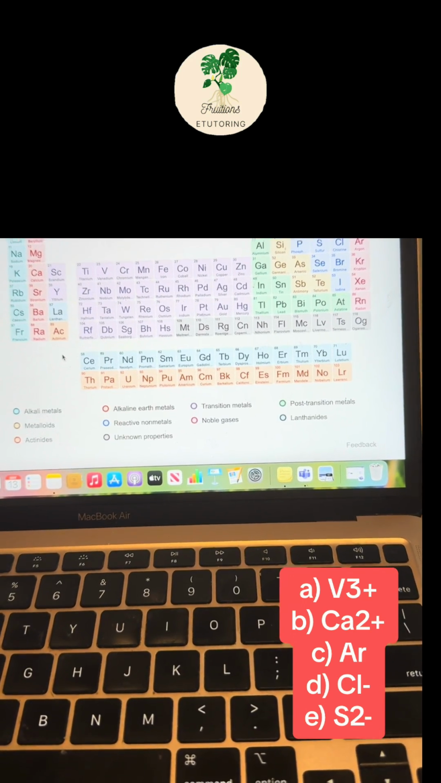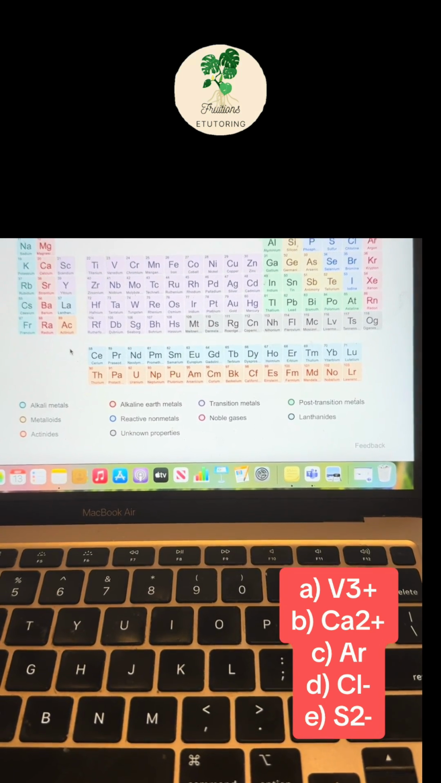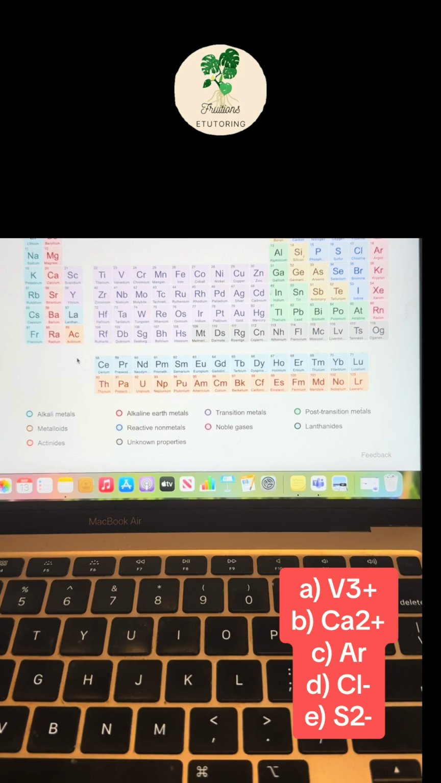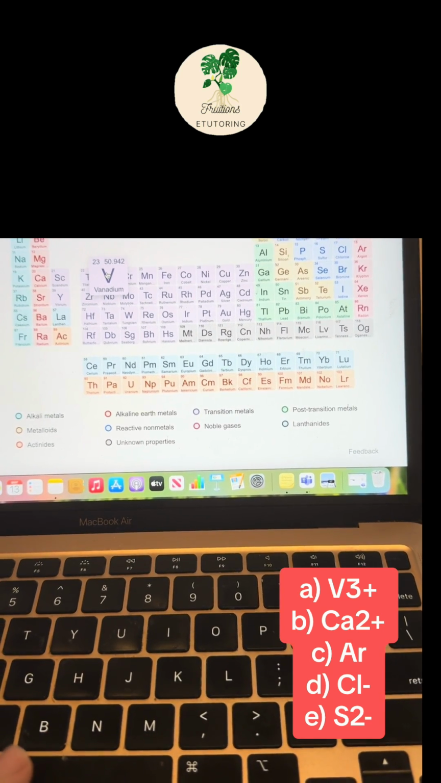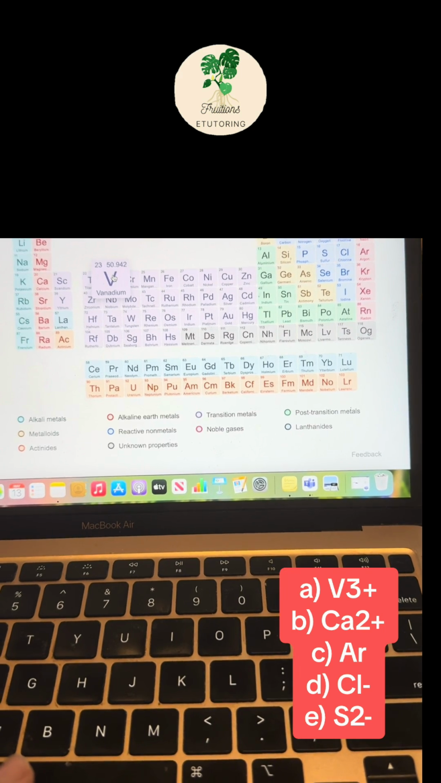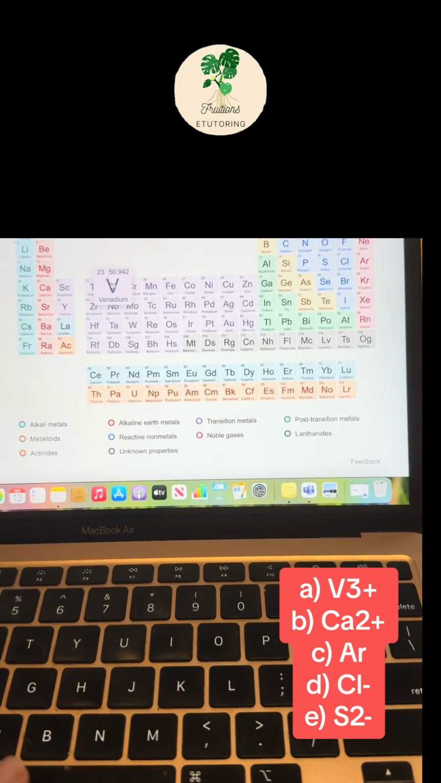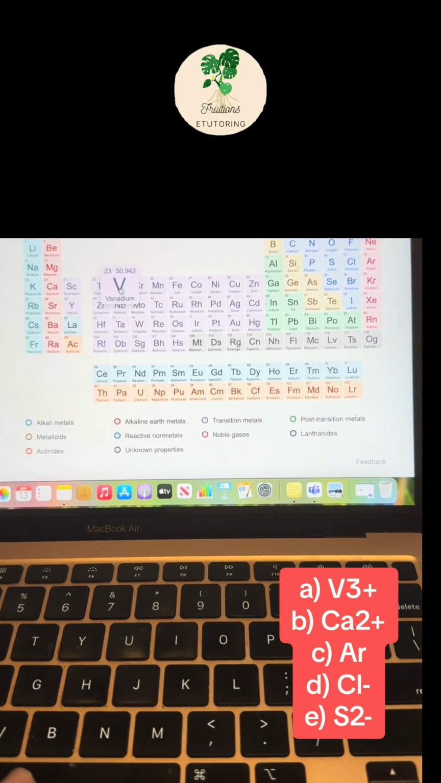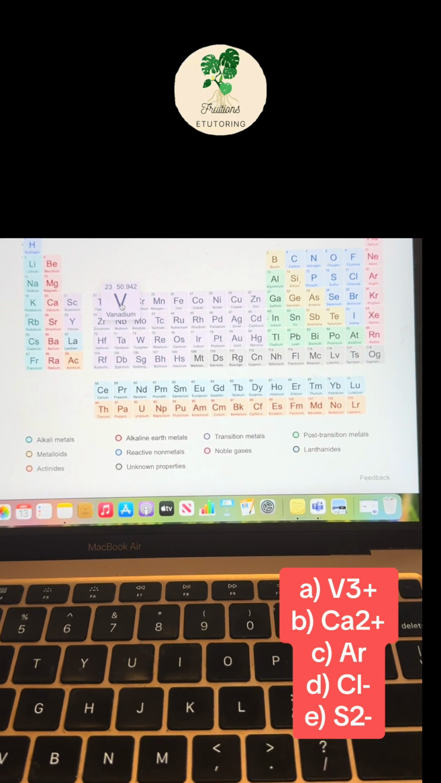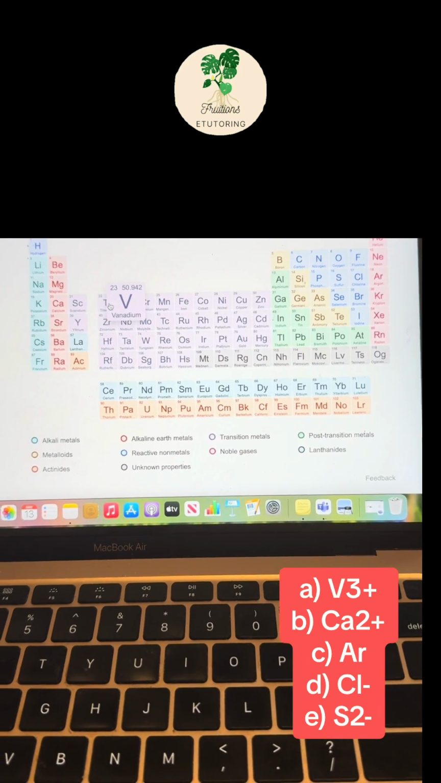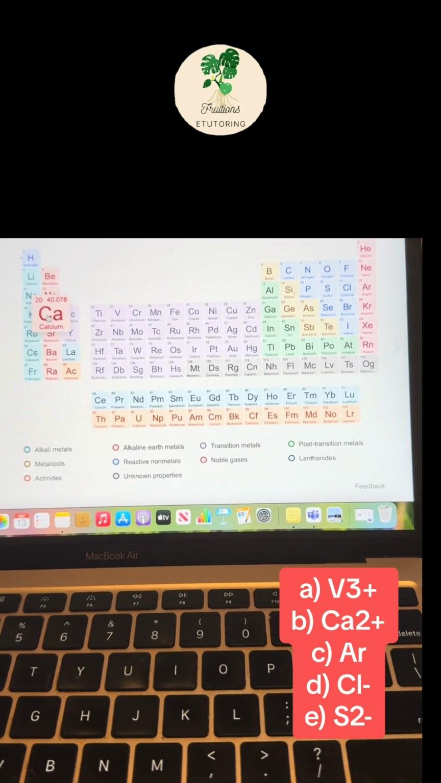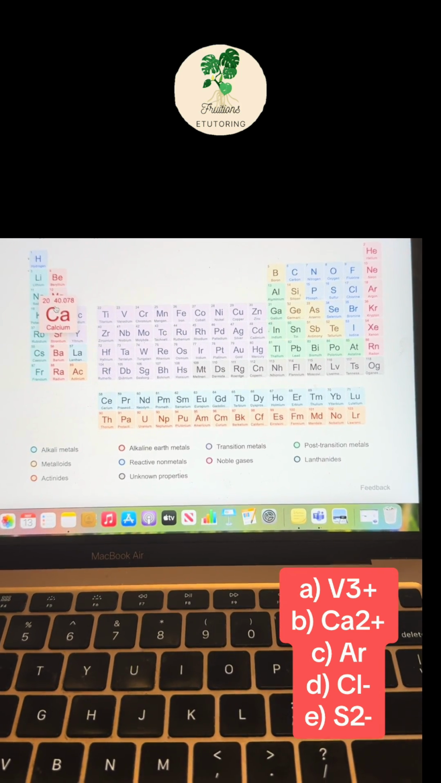The first option that they gave to us was V with a charge of +3. So if we go ahead and look at the periodic table, here's that element, vanadium. Even though it says it has a charge of +3, we're going to go backwards 3 to see which element we end up at. So 1, 2, 3. We end up at calcium.